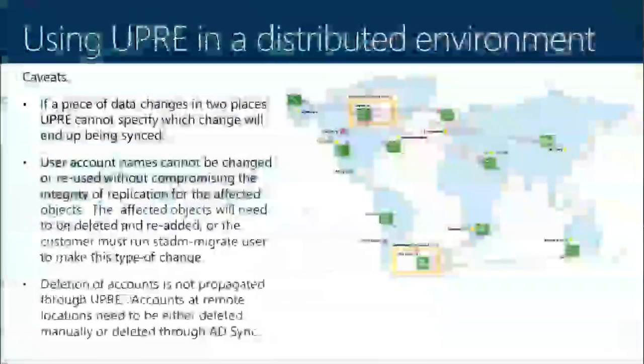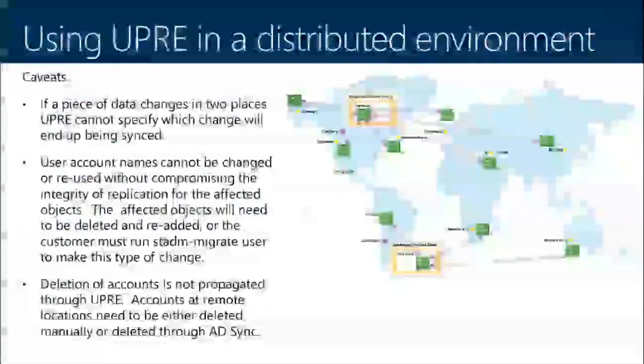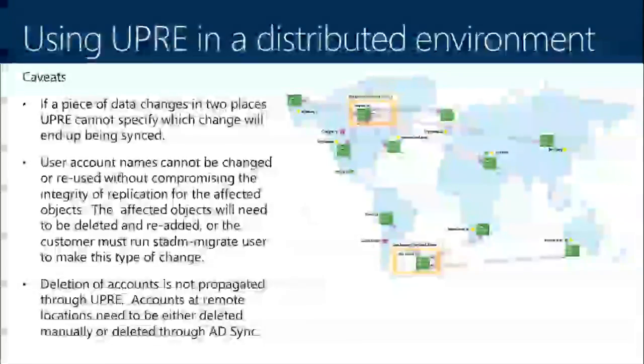So all the UPRE, this is just one point I want to make. I did send this design to our UPRE and UPA teams in Redmond, and they talked about it in a team meeting, and they said, it looks fine, definitely UPRE can do this, just a few caveats, and those seem like obvious things. Essentially, if you change a piece of data in 2 different locations, you can't be guaranteed which piece of data is going to be replicated. And then if you change user account names or delete accounts, there might be a little bit of cleanup work.